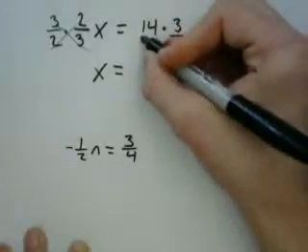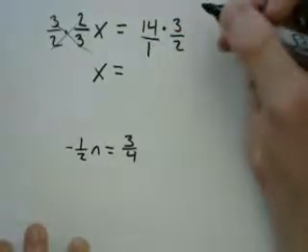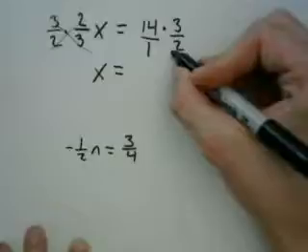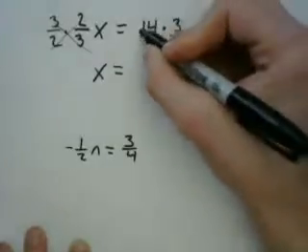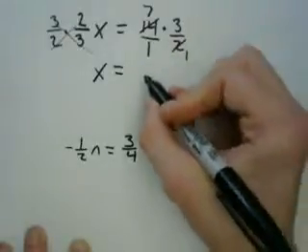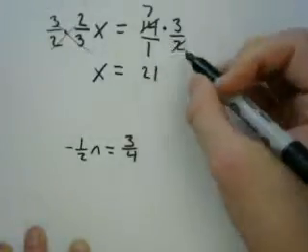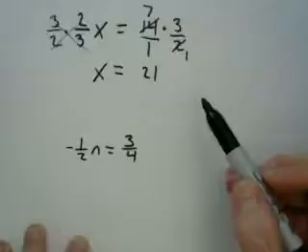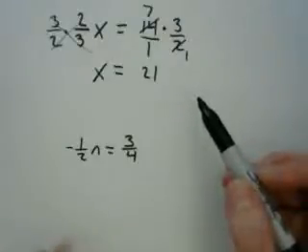I want to convert 14 into a fraction, so 14/1. Then I can simplify. 2 divides into 2 one time. 2 divides into 14 7 times. 7 times 3, 21. And that's over 1, or just 21. So 21 is my final answer.